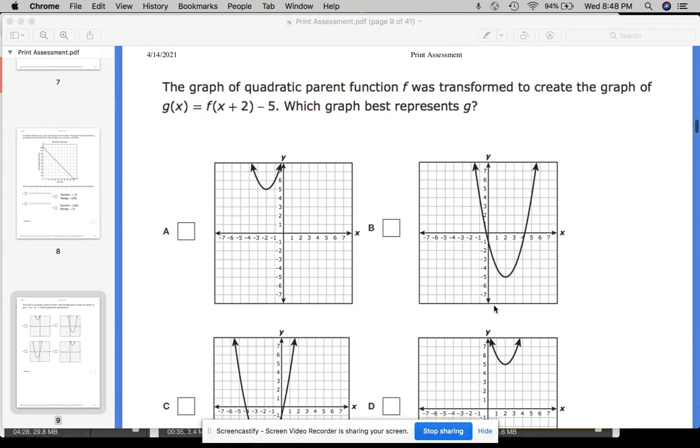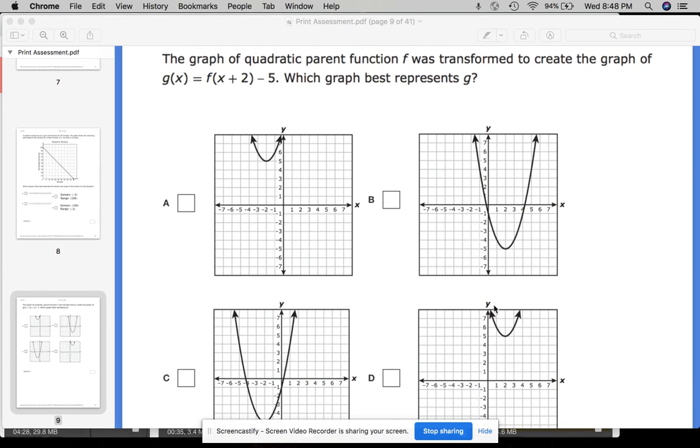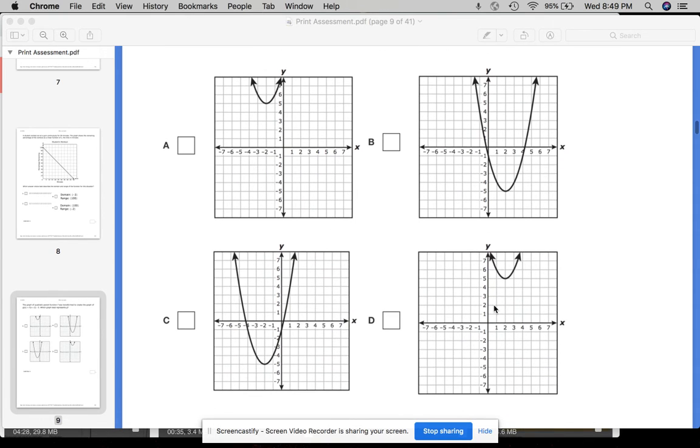Question 12. The graph of the quadratic parent function f was transformed to create the graph of g of x equals f(x plus 2) minus 5. Which graph best represents g? A, graph x, y. B, graph x, y. C, graph x, y. D, graph x, y.